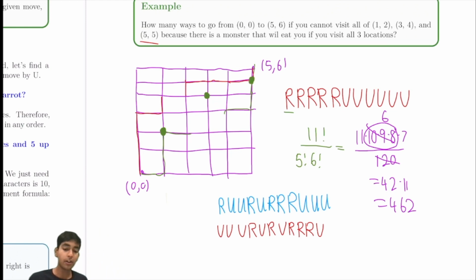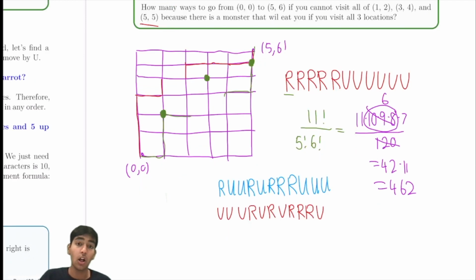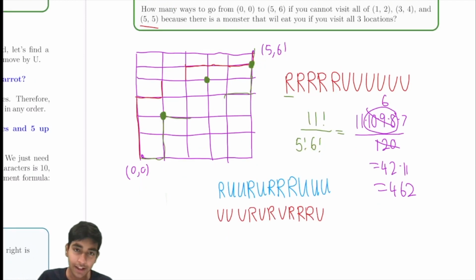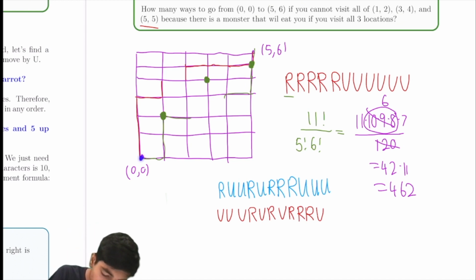Okay, so a monster will eat you if you visit all 3 locations. You cannot visit all 3 of them, but we're doing complementary counting. So how many ways are there where you visit all 3 of them? To do this, notice how we can just find the number of ways to go from (0, 0) to (1, 2), then the number of ways from (1, 2) to (3, 4), then (3, 4) to (5, 5), and (5, 5) to (5, 6).